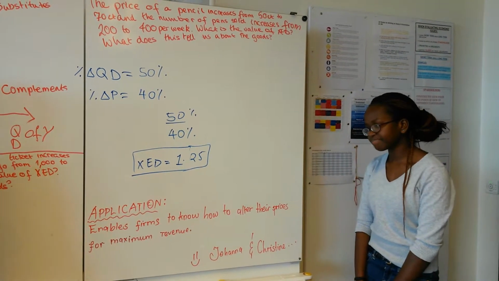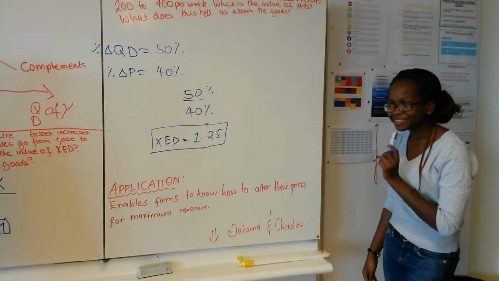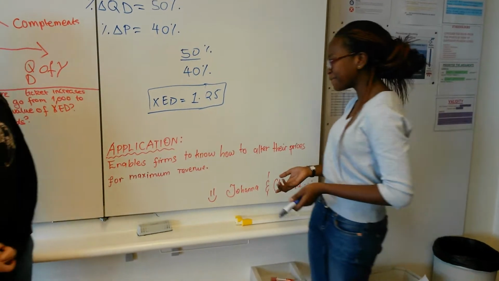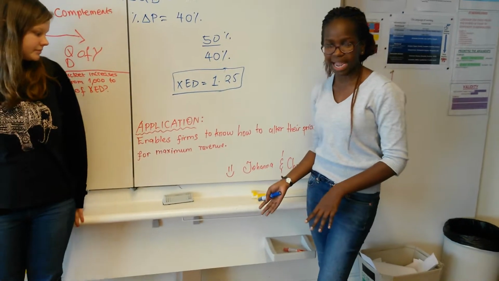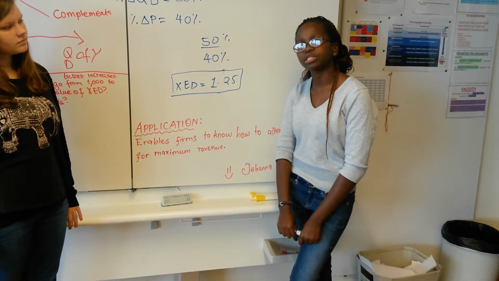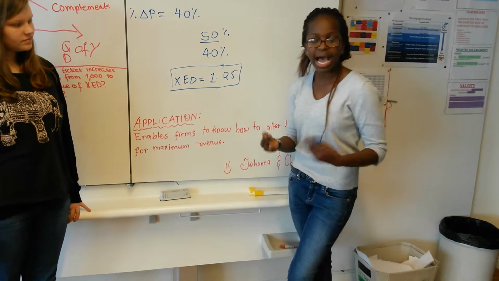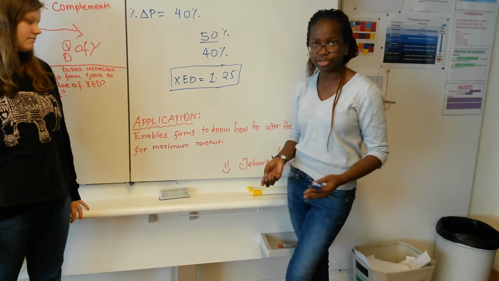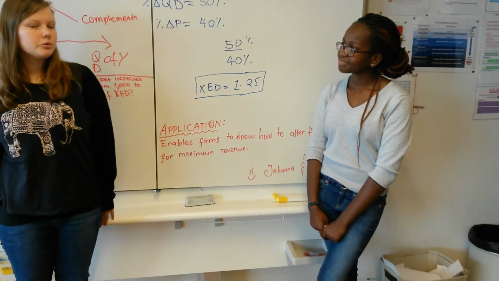But Christine, this feels a little useless. Why do I need to know this? It's very important for you to know the applications of this because it enables firms to know how to alter the prices of their certain products so as to get maximum revenue. Let's say I produce Coca-Cola and Sprite. I will know how to alter the price of Coke to get maximum revenue on both Coke and Sprite. Wow, Christine, that seems really useful.